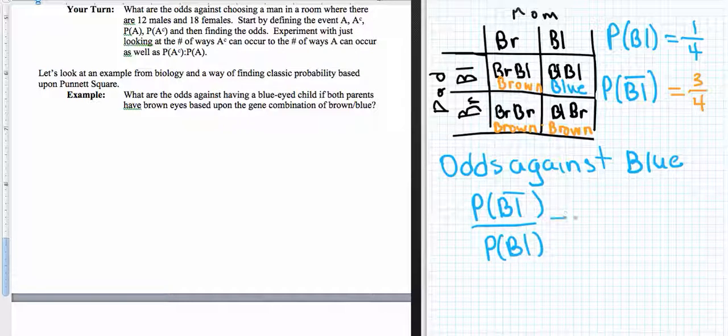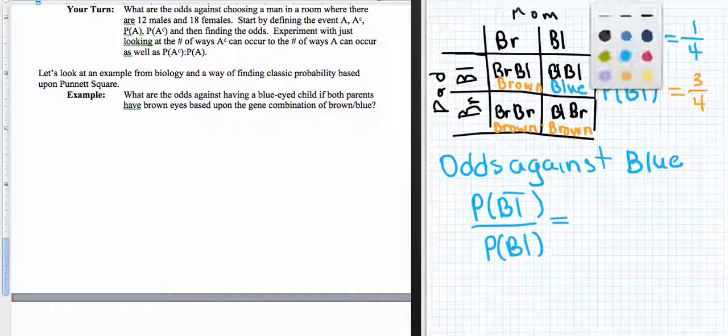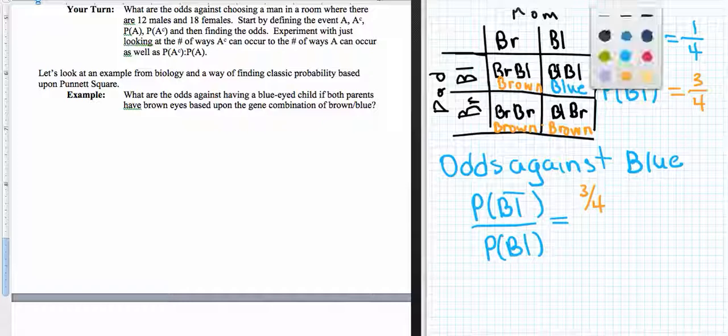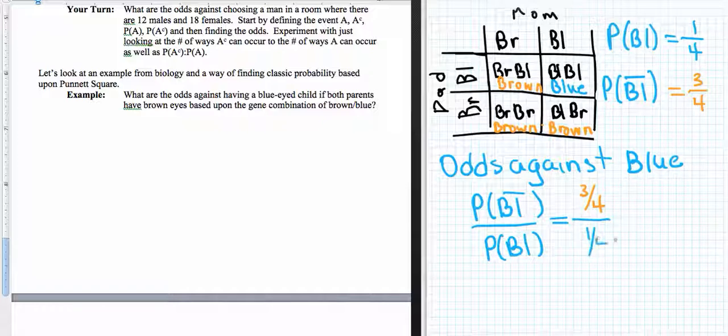And so our probability of a not blue, we could do this the long way, but this would be crazy. We'll do it anyway. But the probability of a not blue is 3/4, and then the probability of the blue is 1/4. Well, the problem with doing it this way is that everybody goes, oh gosh, that's fractions, oh, scary, scary fractions.